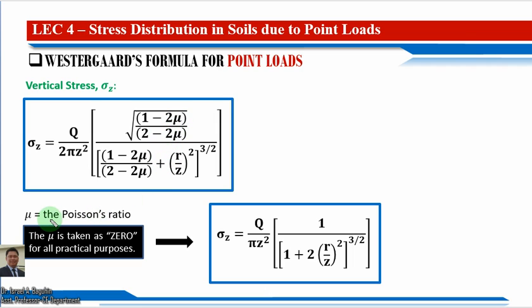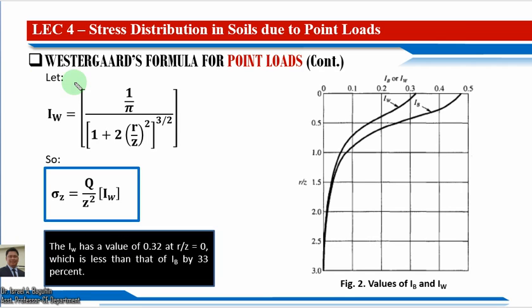So this mu is our Poisson's ratio, and mu is taken as 0 for all practical purposes in our lecture here. Okay, so if we substitute mu, it is now just equal to 0. So this vertical stress sigma z reduces to the formula q over pi z squared times the quantity 1 over 1 plus 2 times the ratio of r over z squared, raised to the power of 3 halves.